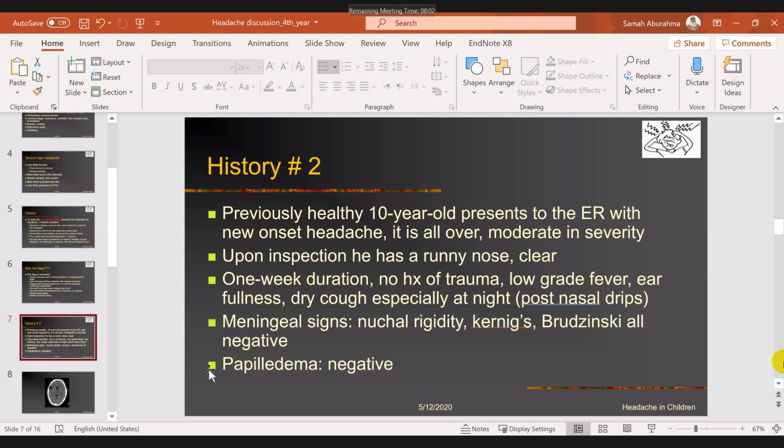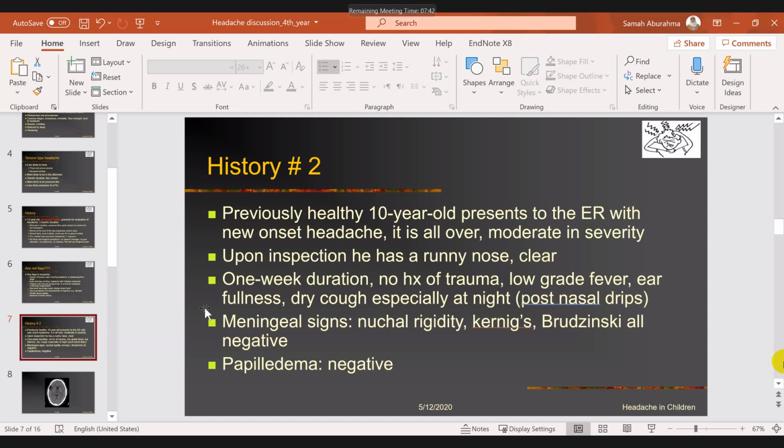The eyes were checked for papilledema and it's completely negative. Okay? Now, does this sound like a primary headache, migraine, or tension type headache? No, because it sounds like a secondary headache, not a primary headache.